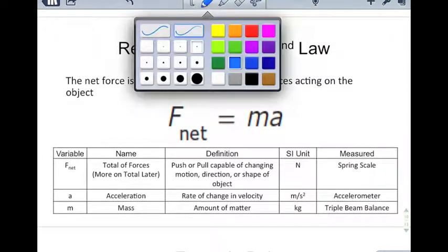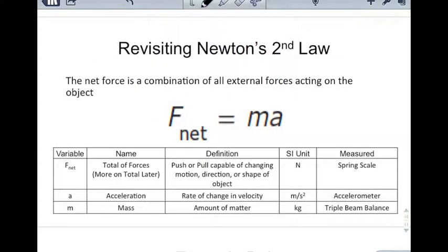Revisiting Newton's second law. We talked about Newton's second law already, and we said that the net force is equal to the mass times the acceleration. We kind of skipped over this whole idea of net force. But now that we know there are multiple forces acting on an object, we actually have to find the combination of those forces, and say, okay, now that's my net force, and that equals the mass times the acceleration.